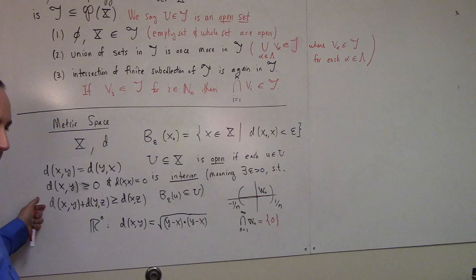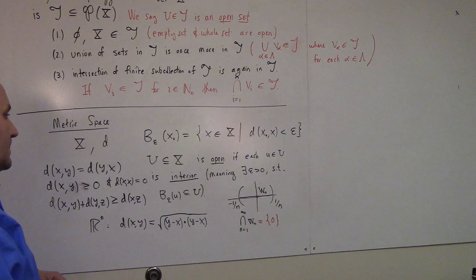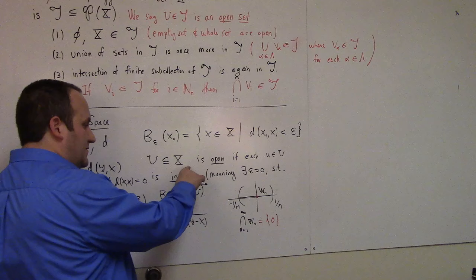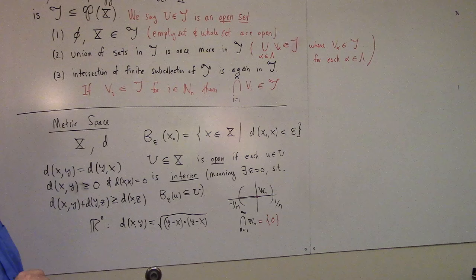And you can define an open set in the metric space to mean that U, a subset of X, is open if each point is interior, right? Then what would we need to do if we make that our definition? I guess the question is, does that form a topology? I feel like there's some fine print here I'm missing.